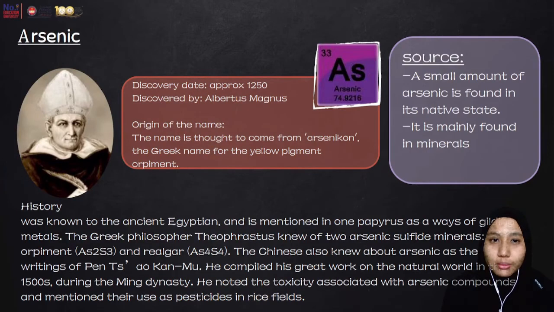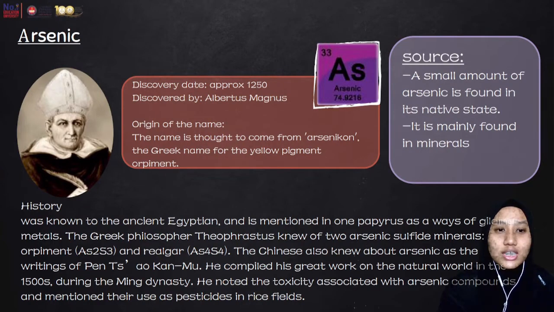The third element is arsenic. Arsenic was discovered by Albertus Magnus in approximately 1250. The name is thought to come from arsenikon, the Greek name for the yellow pigment orpiment. A small amount of arsenic is found in its native state. It is mainly found in minerals.